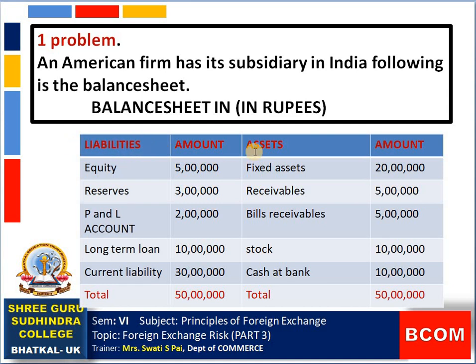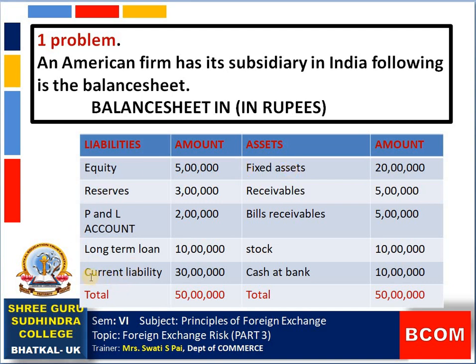You have liabilities, assets. Under assets, you have fixed assets, receivables, bills receivable, stock, cash at bank. So, as per the format, what comes first? Current assets. Under current assets, you need to take cash at bank, receivables, and inventory. Inventory is nothing but stock. Second Roman number is non-current assets. Under non-current assets, you need to take the fixed assets. Only one item you have here under non-current assets.